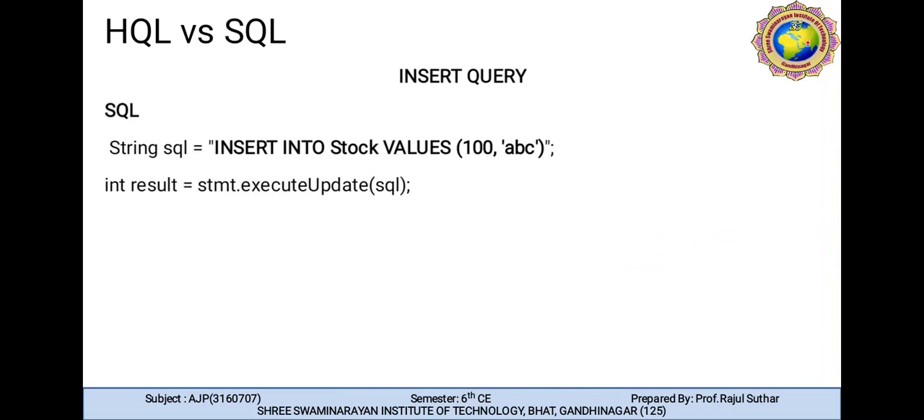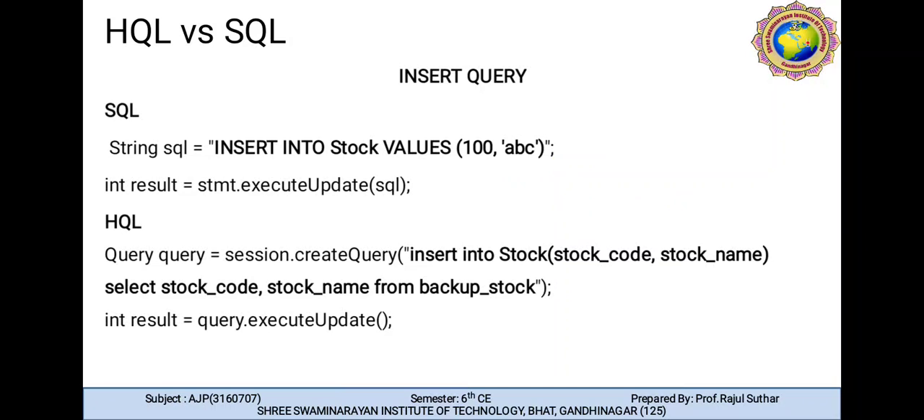How can we write the insert query? In SQL we simply use insert into table name, then values. And finally, integer result is equal to statement.executeUpdate. So this covers the DML query. executeUpdate is used, and in the brackets the SQL query will be fired and insert the value. One row is inserted with the data 100 and ABC.